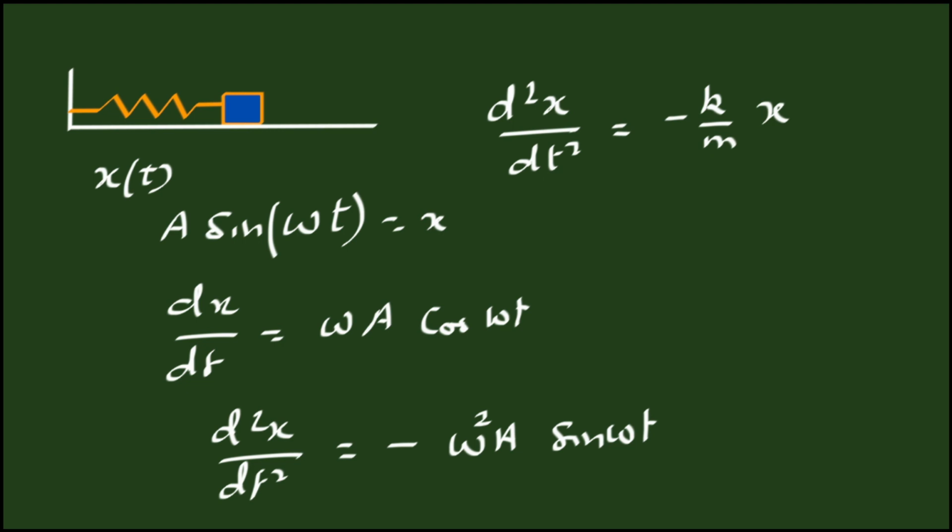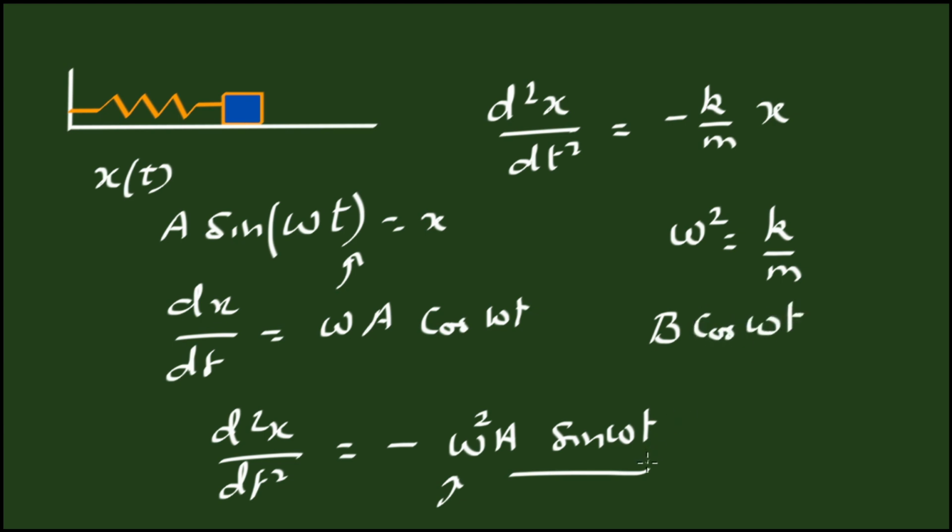So check it out. This function x is equal to a sine omega t, when differentiated twice, gives me the same function back except multiplied by a negative constant, which is what we want. So if I choose omega squared to be equal to k by m, this is a perfectly good solution. So if x equal to a sine omega t, the second derivative is minus omega squared, which is k by m. So minus k by m x. So it satisfies this equation. I leave it as an exercise for you to verify that b cos omega t will also work.